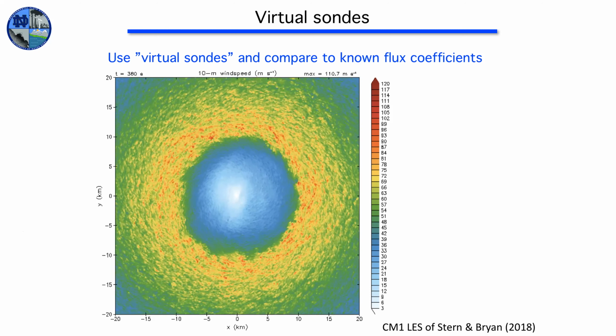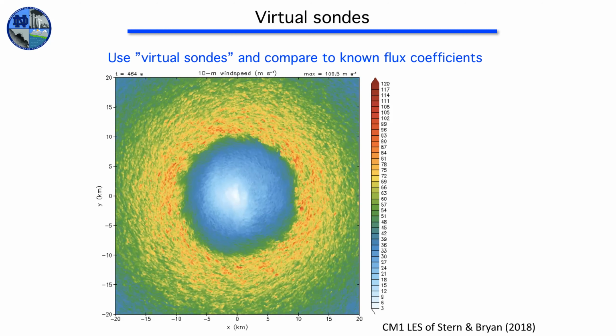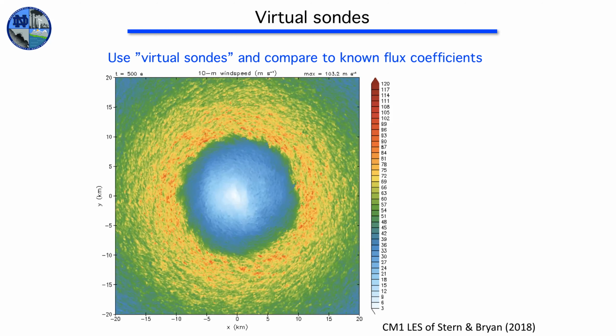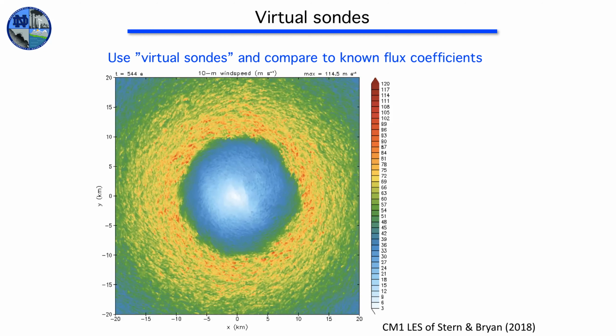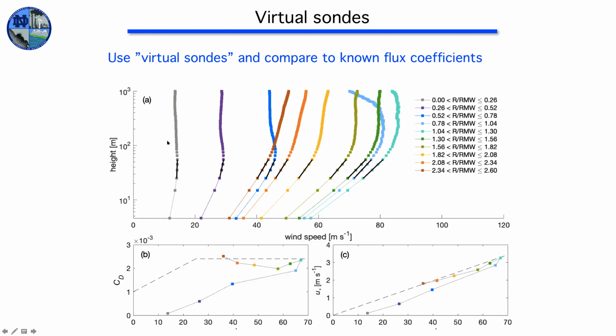Well, here's a situation where now we know what the true value of CD and U star are because they're prescribed in the model, and we can actually repeat the exact same analysis and see if we can recover the known value. And if we do this, so here's the mean velocity from a bunch of different dropsondes, now binned by their location relative to the RMW. So, the gray curve is all the sondes launched between 0 and 25% of the RMW, and so on. The different colors continue on.